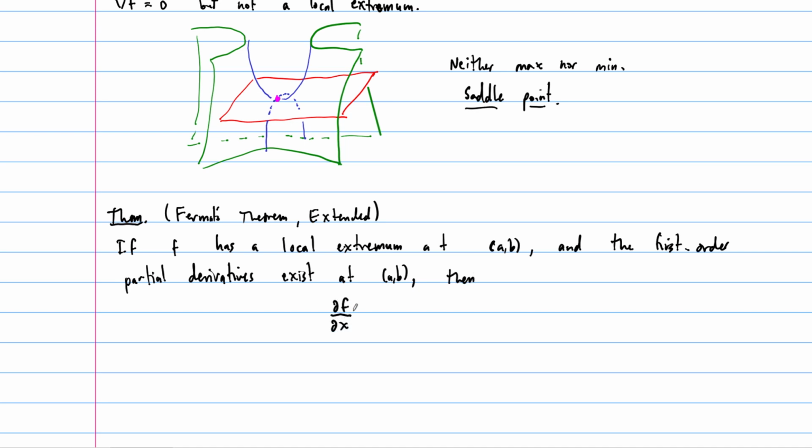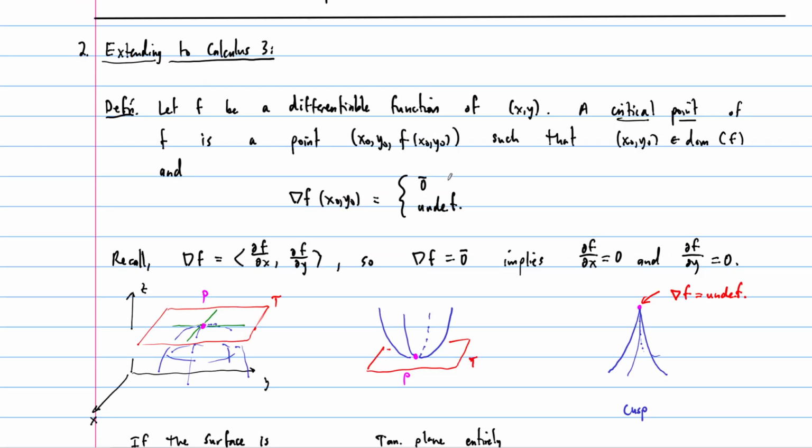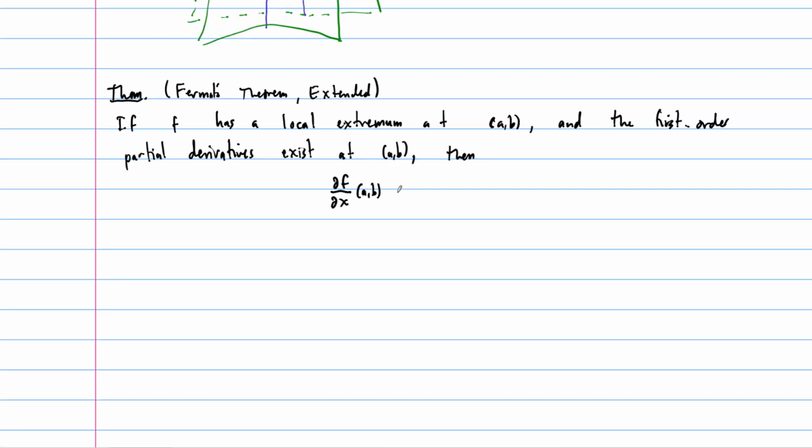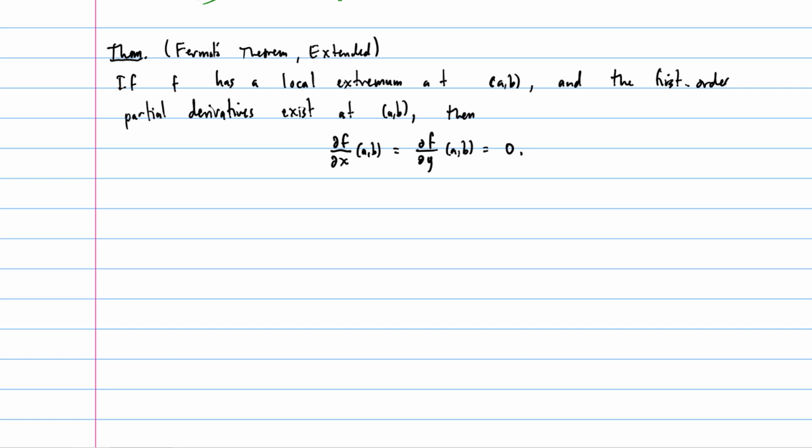If they exist, then we can't include the undefined version of our critical point. So if they exist and we have a local extreme point, then the gradient has to be 0. We can write this in terms of the partial derivatives themselves: df/dx at (a, b) equals df/dy at (a, b) equals 0. Both of the partial derivatives in the coordinate directions equal 0. This is an extension of Fermat's theorem because, number one, if they don't exist, then the gradient is undefined. If they do exist, then the gradient is 0 in both components.